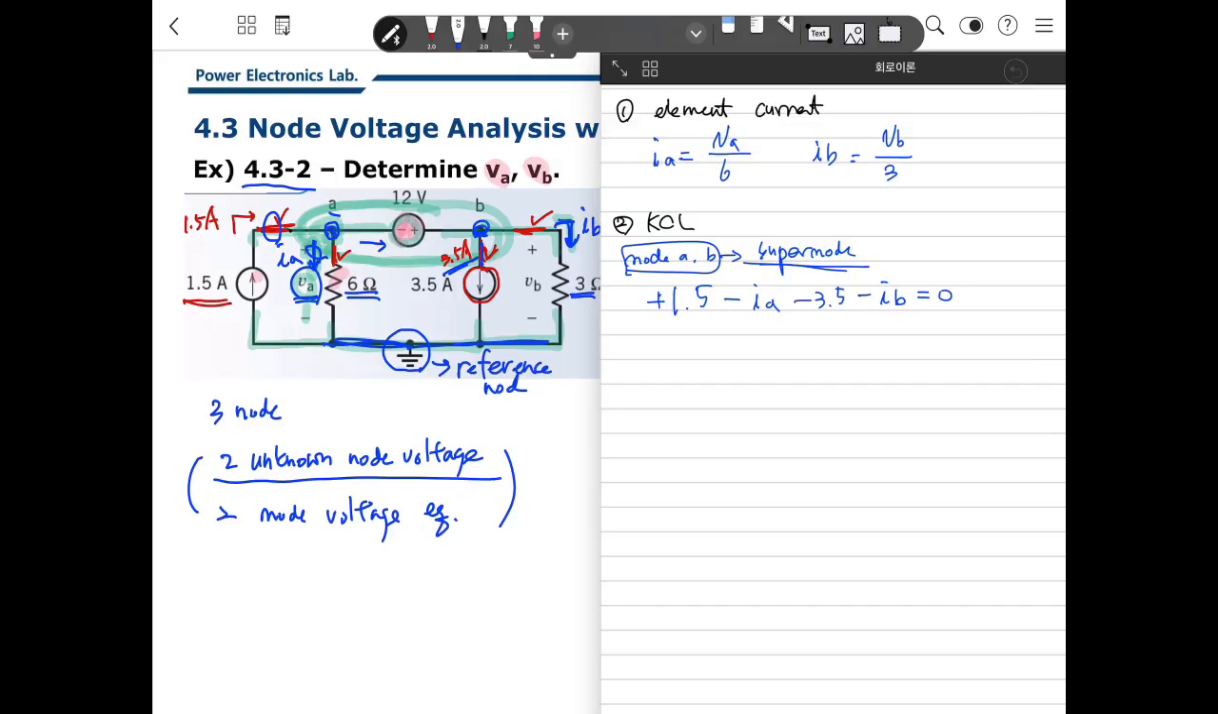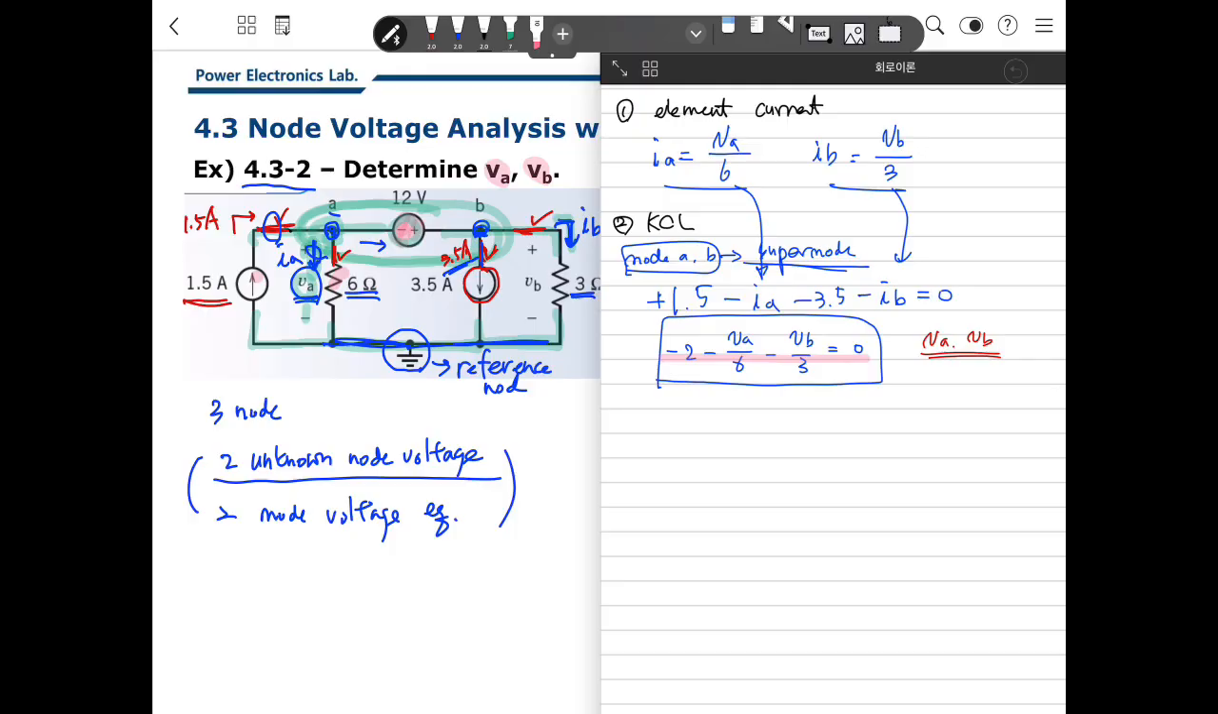Then you can make equations. Here is IA here, IB here, so minus 2 minus 6 VA minus 3 VB will be 0. That is one equation. Then we have how many unknown variables here? VA and VB, two unknown variables. But because of the supernode, we can get only one node equation. So we need more equations to solve the problem.